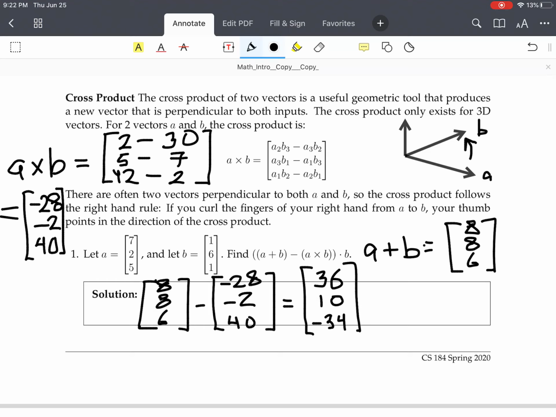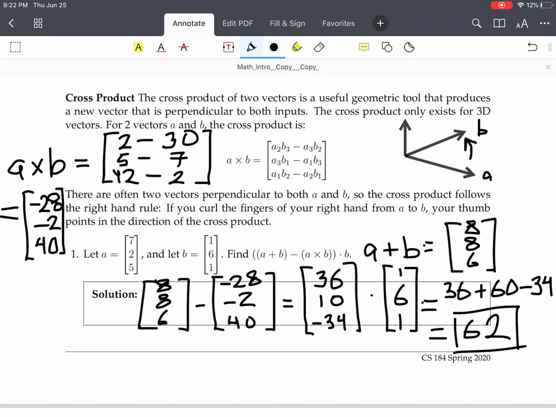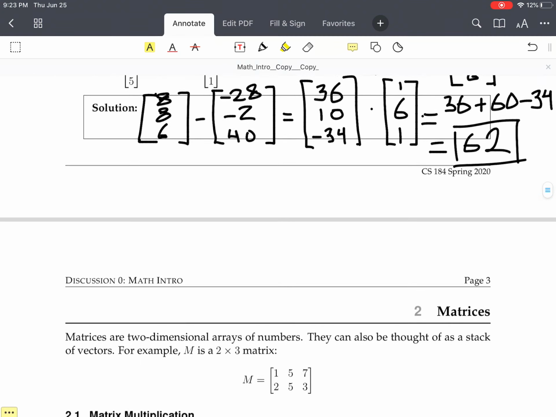Okay, and now what we want to do is take the dot product of that with B, which is 1, 6, 1. And so if we write this out, what we're going to get is 36 times 1, so 36, plus 6 times 10, so 60, minus 34 times 1, so 34. And so if we solve this out, 36 minus 34 is 2, so 62. And that is our answer. Okay, so nothing too complicated, basically just following the steps exactly, follow the cross product equation, and we get the answer. Okay, so let's keep going.